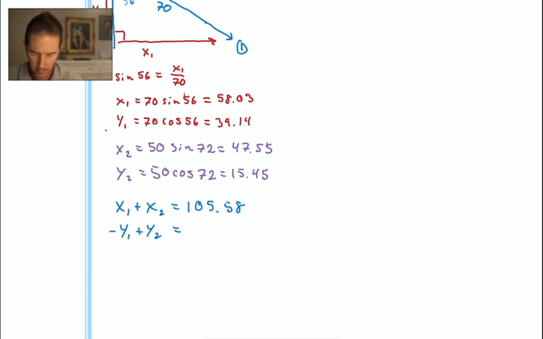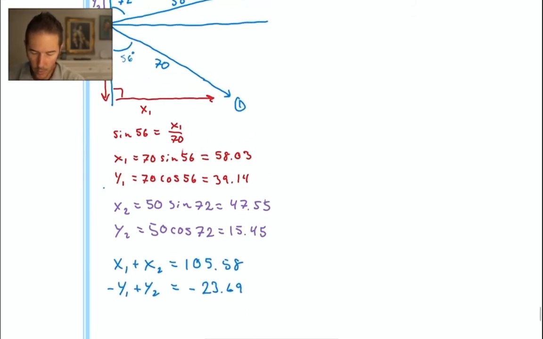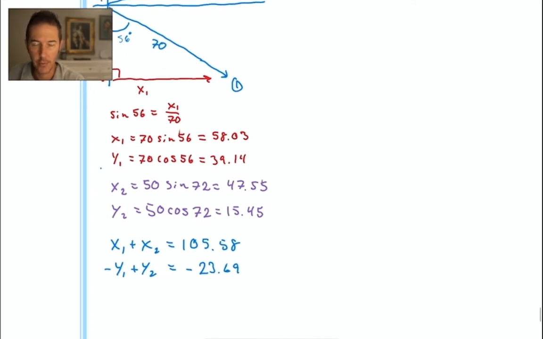So we have, let's see, y1 was 39.14, and then I'll hit this little plus or minus button in the bottom right corner of my calculator to make it negative, and then I will hit plus. My y2 value is 15.45. And I've got negative 23.69. Which makes some sense because the y1 force vector is pulling down with more force than the y2 vector is pulling up. So the resultant force in the vertical direction is in the negative direction, or in the downward direction.